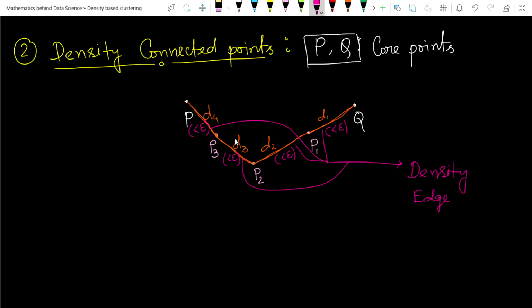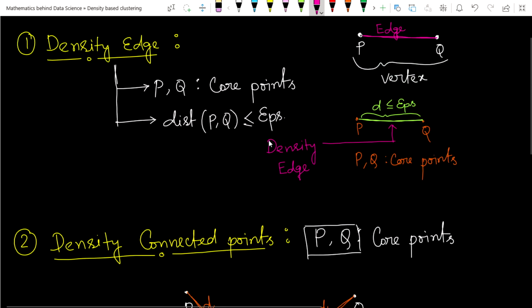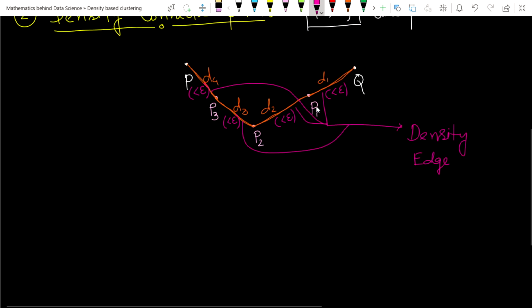Now, the question. Just see these things. Now from P to Q we have created a path. First point: if this distance is a density edge, then obviously, as per the definition of the density edge, P and Q must be core points. So P1, P2, P3 and Q must be core points. That's trivial.